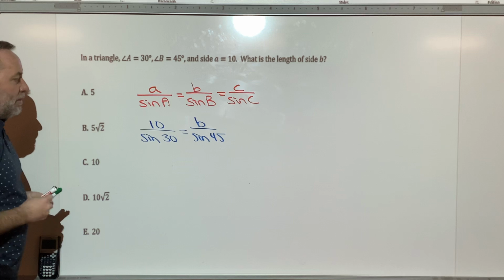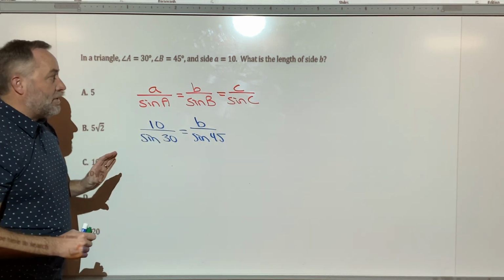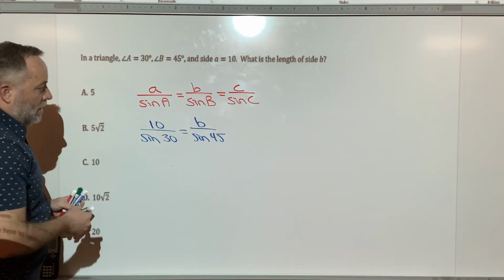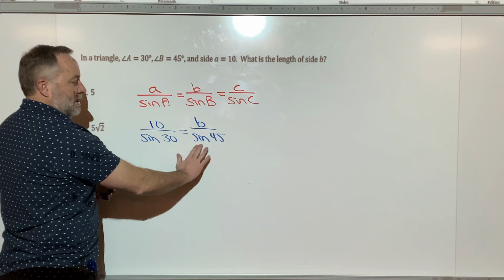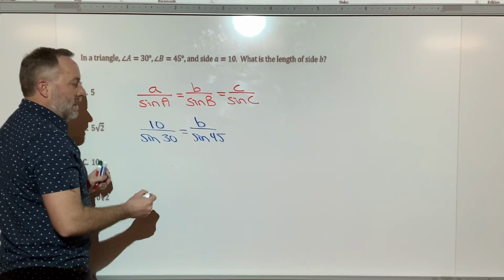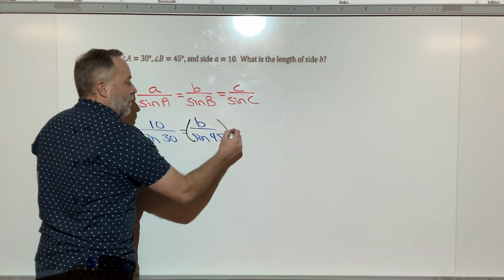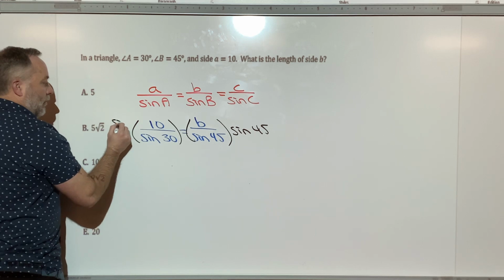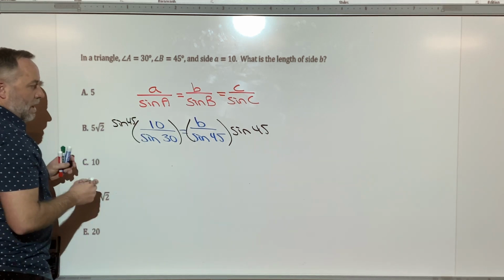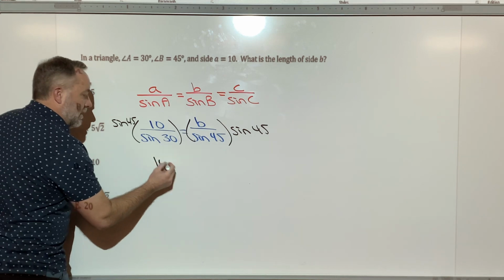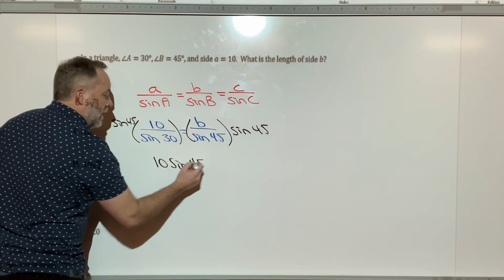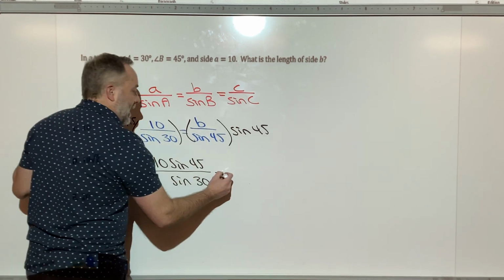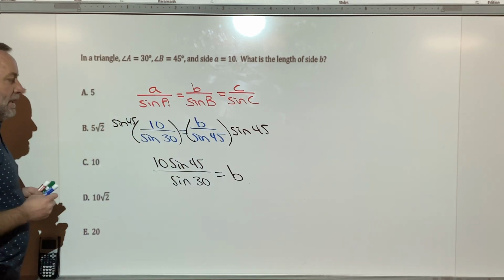All right, a few ways we can approach this, but this is just a fraction set equal to a fraction. And really, we're just being asked to solve for side B. So we see side B right here. What's being done to it? It's being divided by sine of 45. So to undo that, to get B by itself, we would multiply both sides by the sine of 45. What that would look like would be 10 times the sine of 45 divided by the sine of 30. And that's just going to equal side B.